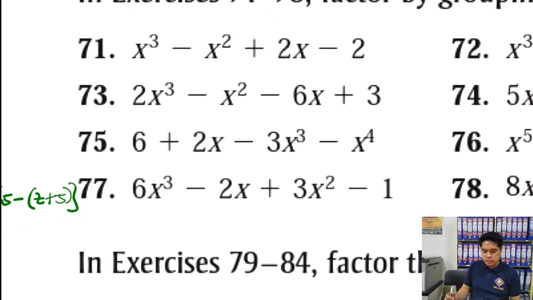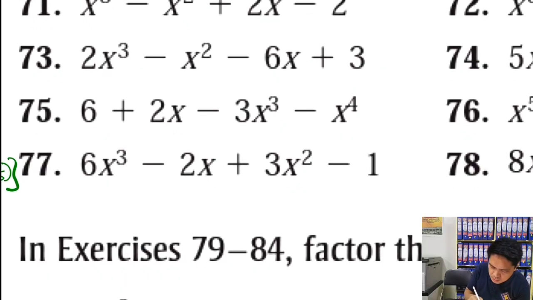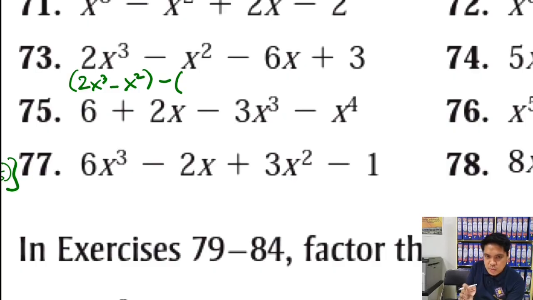Ito, number 73 na lang. Ano yung pwedeng combination dito? Let's try to group this as 2x cubed minus x squared. Tapos, igrupo din natin yung negative, parenthesis ko na lang, ilabas ko yung 6, o i-minus ko dito. That's one way of answering this. So, 6x minus 3 na siya.